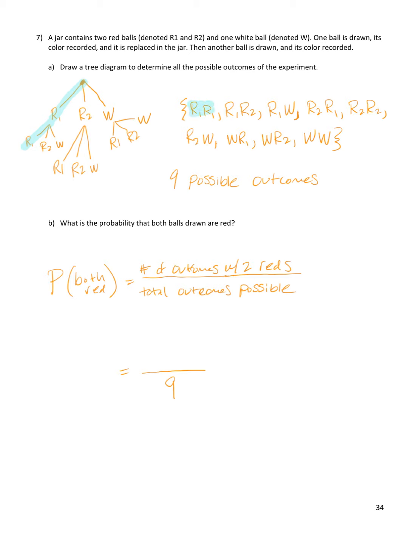So let's see. This one is red, red. This one's got 2 reds. The next one is a red and a white, so that's not one. And then I have 2 reds here. I have 2 reds here. That's got a white. The rest of them all have a white in them. So it looks like 4 of my 9 outcomes have 2 reds. So my probability that both balls drawn are red is 4 out of 9.